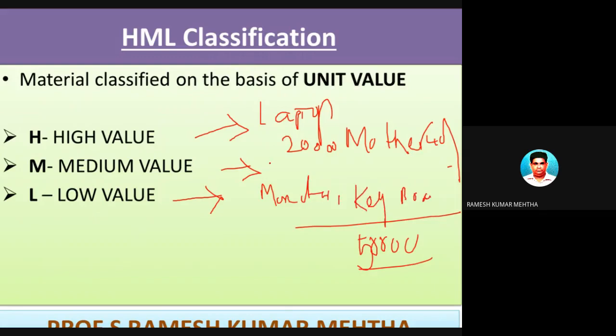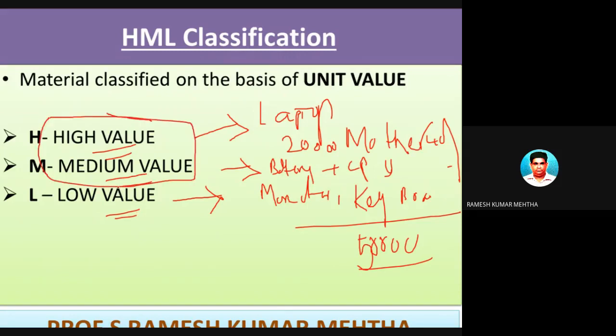Whereas battery and CPU are medium value. So you have to classify the goods according to high value, medium value, and low value, and concentrate on those two items. This item is not that costly, or the value is very low.